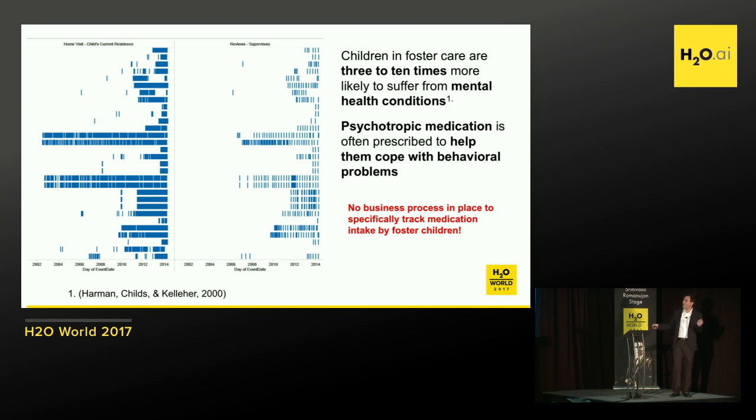So if you see this, there's sparsity here. For these children, there was a supervisory note here, and then there was a gap, right? Not all children had these types of notes, and the reason for that is that policy would not mandate for the caseworkers to write this type of supervisory notes on a regular basis, okay?